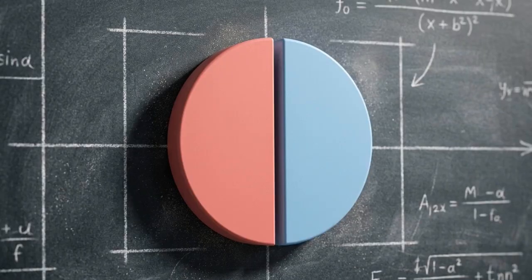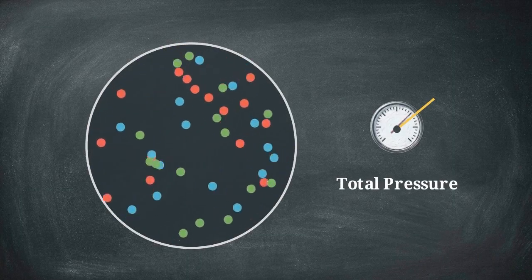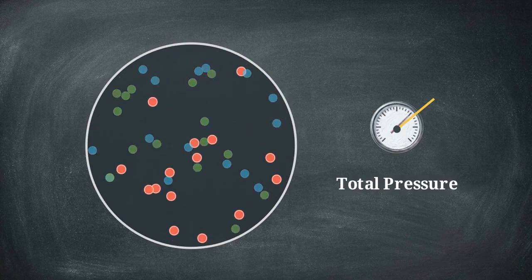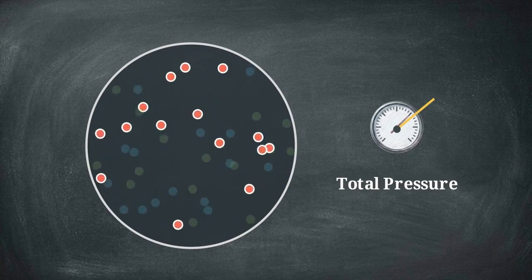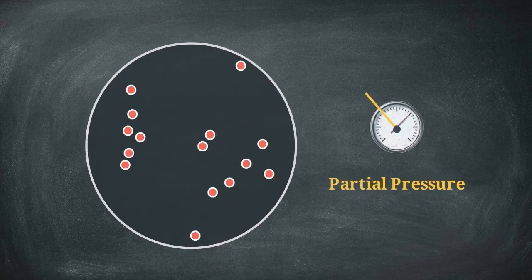This brings us to a term called partial pressure. In a gas mixture, partial pressure is the pressure a specific gas would exert if it were entirely alone in that container, with all the other gases removed.